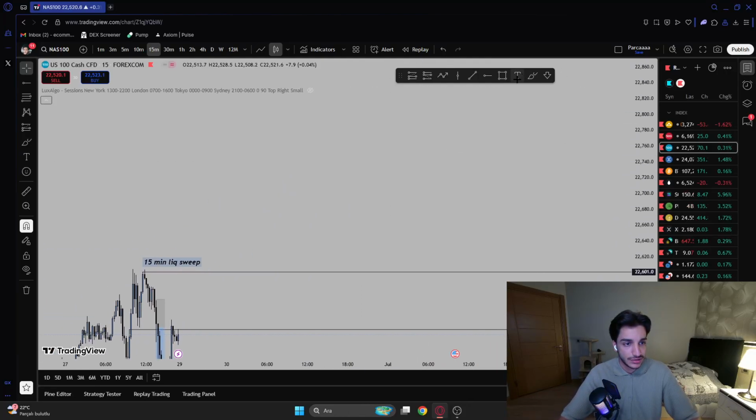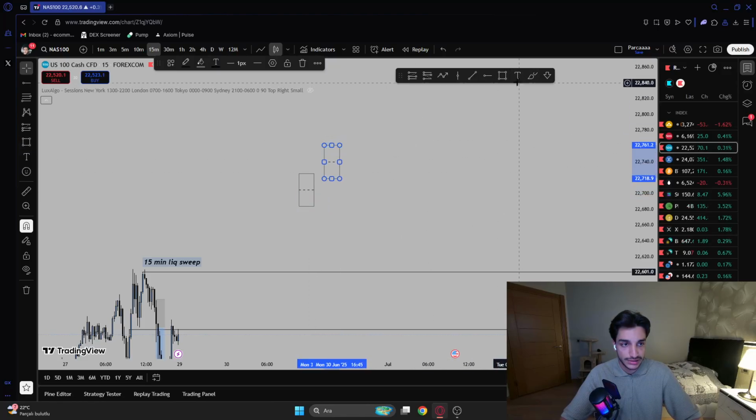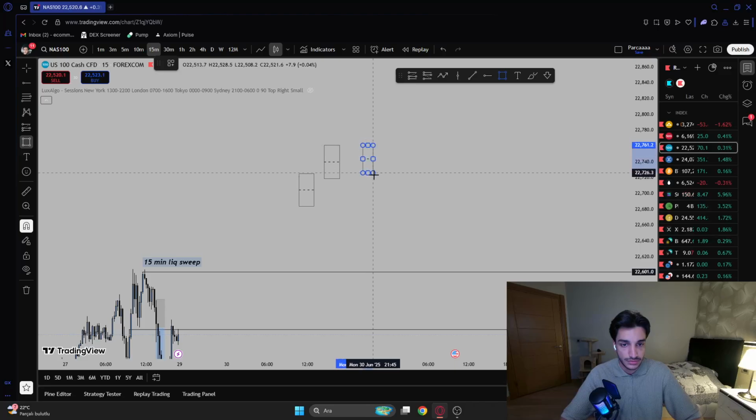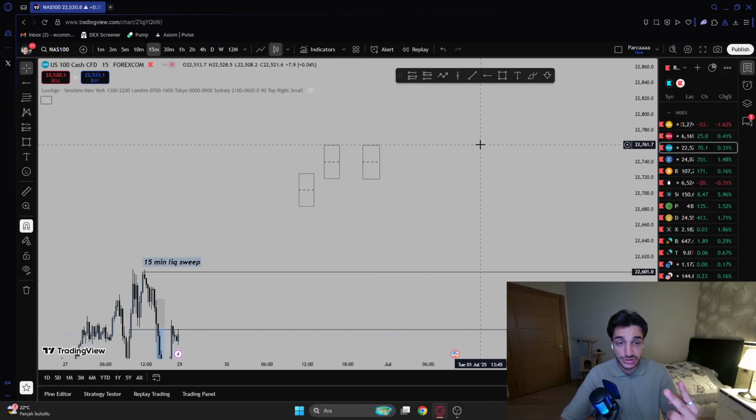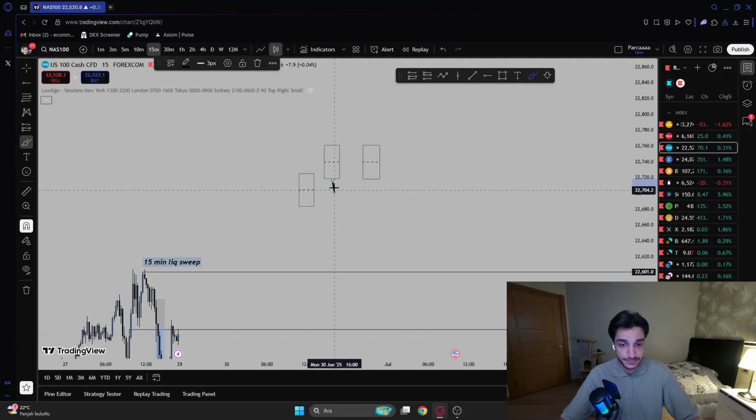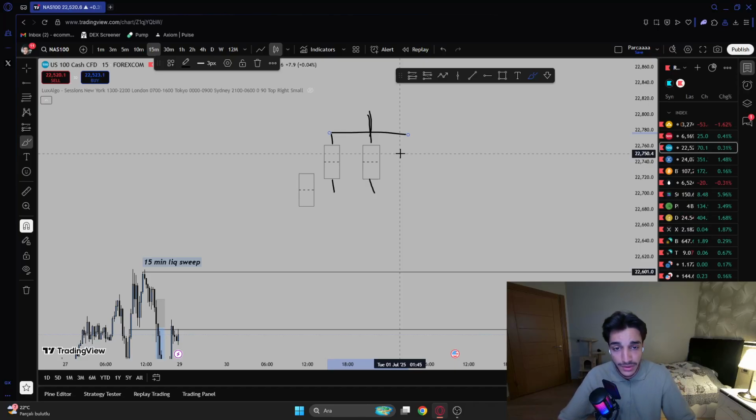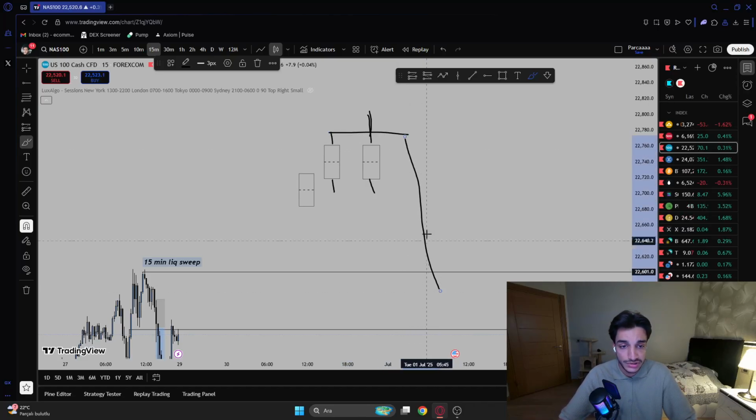Imagine that, but first I gotta show you like this. We have two different types of liquidity sweep. Imagine that our price is going up and we have a wick like this and a wick like this. If this candle closes like this, that means we have a liquidity sweep. We have a high possibility to change our direction after this wick.